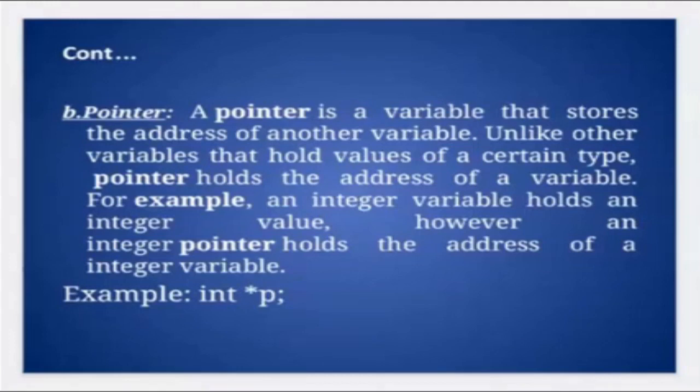And pointer: a pointer is a variable that stores the address of another variable. Unlike other variables that hold a value of a certain type, a pointer holds the address of a variable. For example, an integer variable holds an integer value. However, an integer pointer holds the address of an integer variable. So in this example, int *p is a pointer variable. The pointer points to the address of an integer. So here it points to the address of the variable.